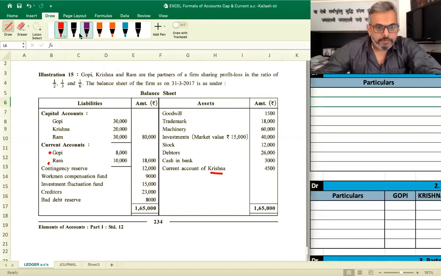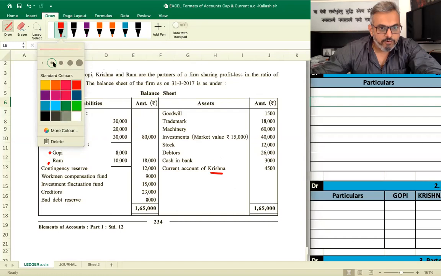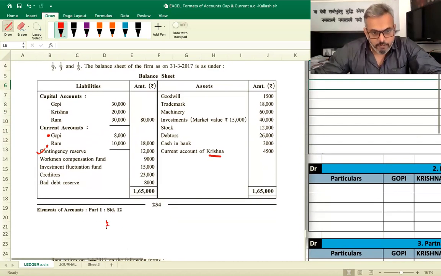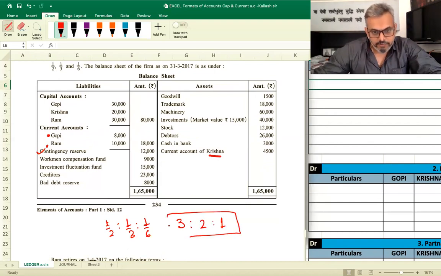Contingency reserve, tick kar do. Contingency reserve will go to old partners, old ratio. Now what's the ratio? Let's calculate the ratio first. 1/2, 1/3 and 1/6. So 6 se multiply karenge sabko. So 3:2:1 will be the old ratio. So contingency reserve mein likh do 3:2:1.